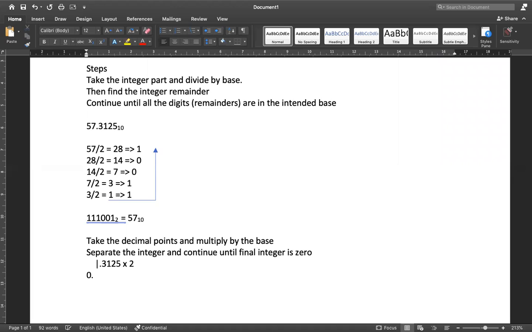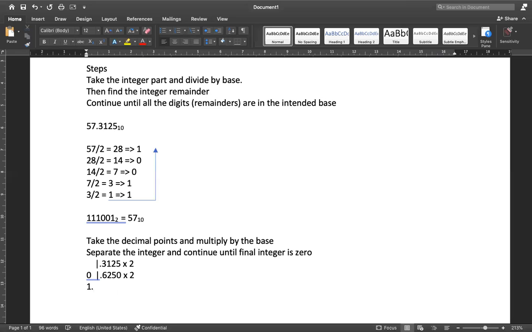Can you tell me the answer? 0.3125 into 2? 0.6250, 0.625. So then again take this point part, separate the integer part, and again take the fractional part and multiply by 2. Now what is the value? 0.625 into 2 is 1.2500, which means 1.25.